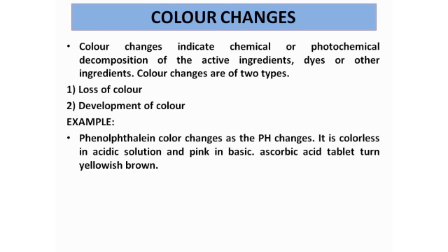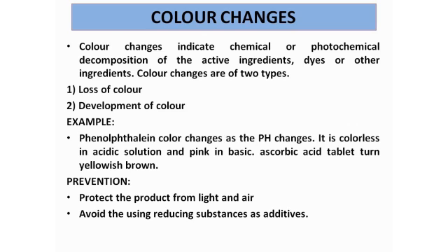Example, phenolphthalein. It's a general basic indicator. We know that it changes its color when the pH changes. Phenolphthalein is generally colorless in acidic solution, but it becomes pink in basic solution. Similarly, an ascorbic acid tablet turned yellowish brown. Clear? So how are we going to prevent it?